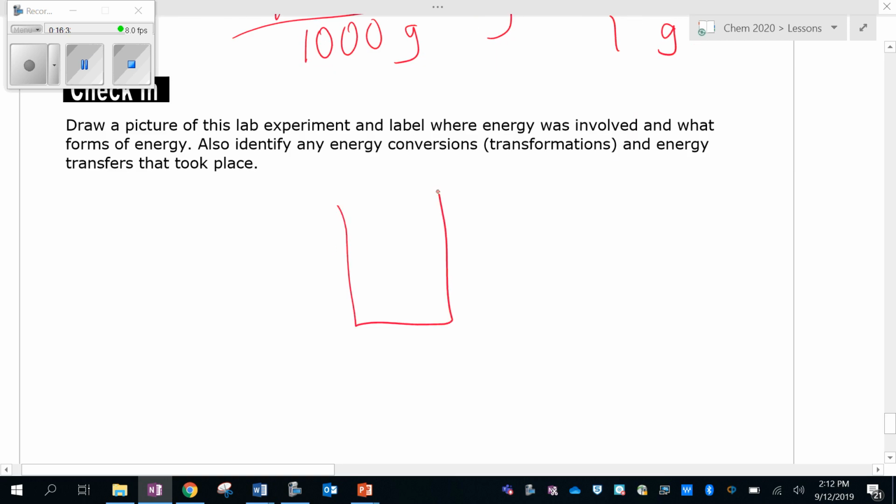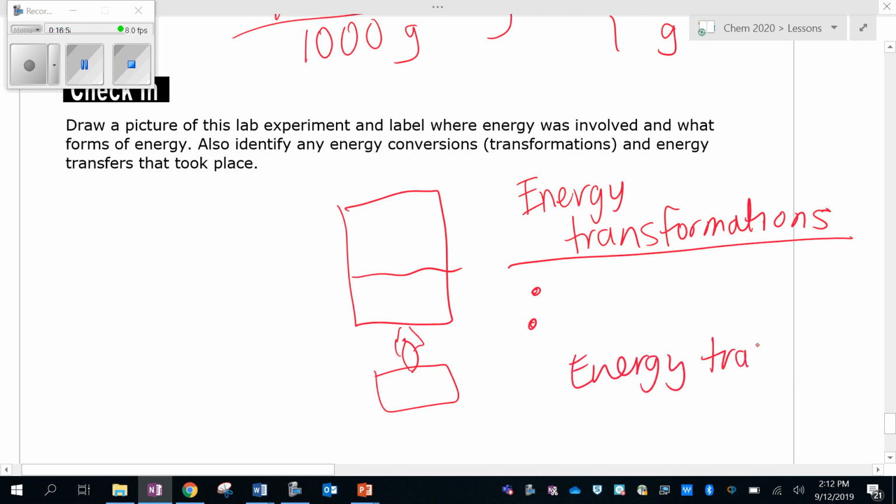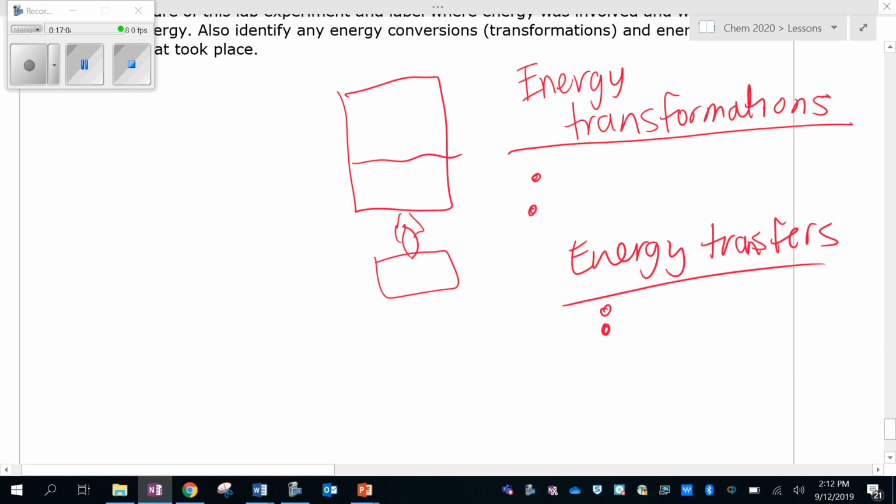And the check-in wants you to draw a picture of the can of water with the alcohol burner below it. And it wants you to describe what were the transformations that were occurring and transfers. And so, list them out. I can think of a couple for transformations and then transfers. So it wants you to spell that out and draw a picture and show what's going on and name the types of energy as well. So hopefully that helps you out.